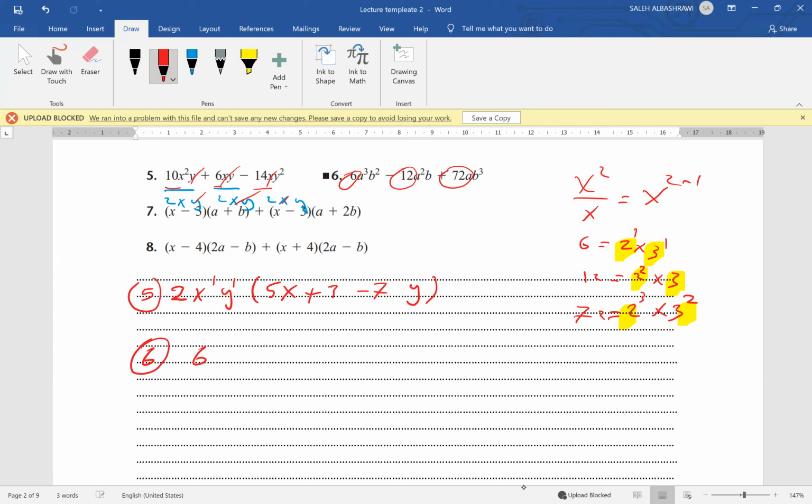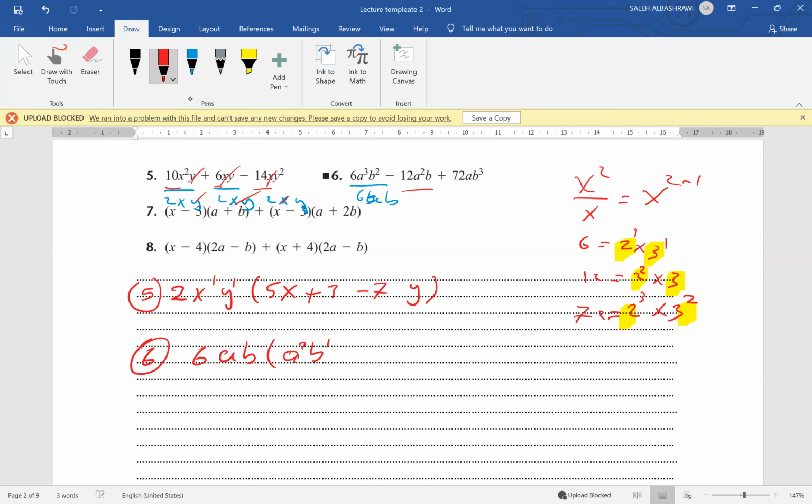For the variables, I have a to power 1 is the minimum, and b to power 1 is the minimum power for the b variable. Now divide by 6ab. So just divide each term by 6ab. So the first one, I have a to power 3 divided by a is equal to a squared. And b to power 1.